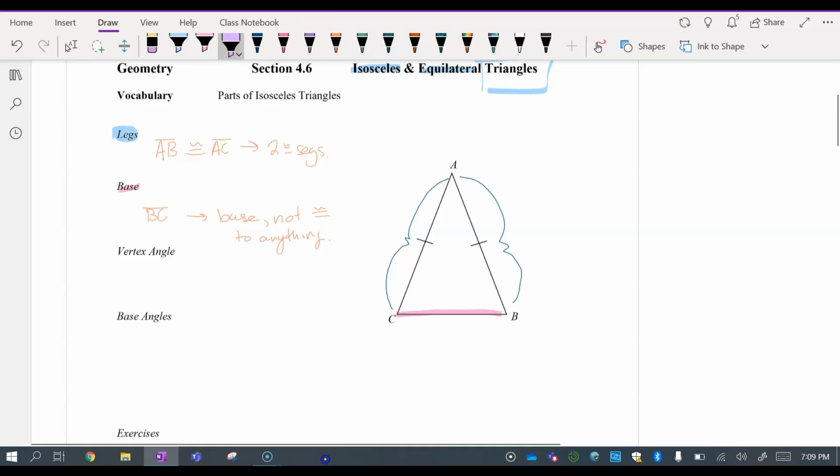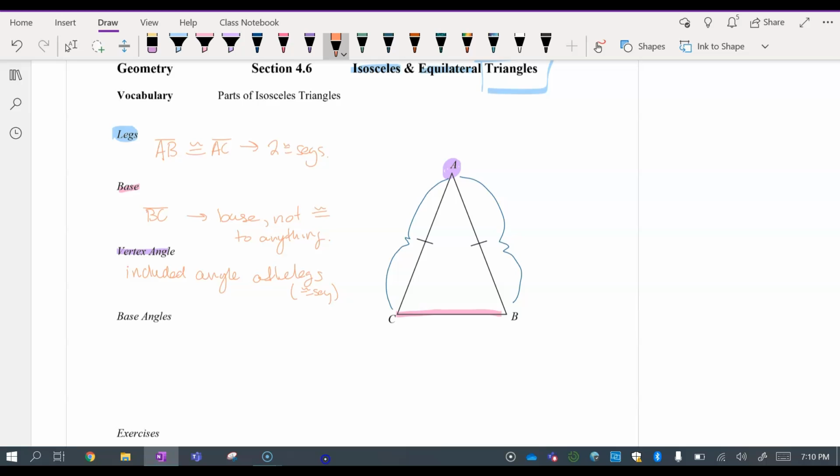Okay, then we have the vertex angle. So the vertex angle here is going to be A. The reason A is the vertex angle is that it is the included angle of the legs, right? And remember, the legs are the congruent segments.